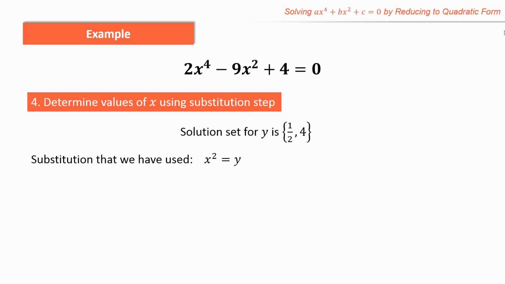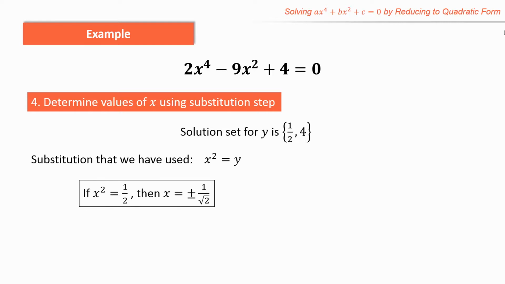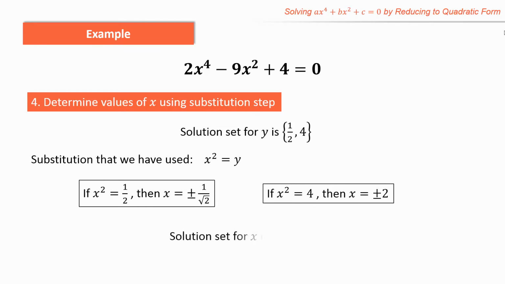That means that x squared can be either equal to half or equal to 4. If x squared equals half, that means that x would be equal to plus minus 1 over square root 2. Always remember to have the plus minus sign when taking square root of a number. For the other case, when x squared is equal to 4, our x is simply plus minus 2. Therefore, our solution set is going to be plus minus 1 over square root 2 and plus minus 2.